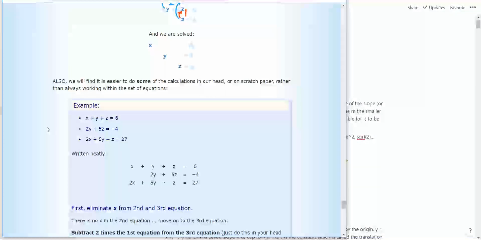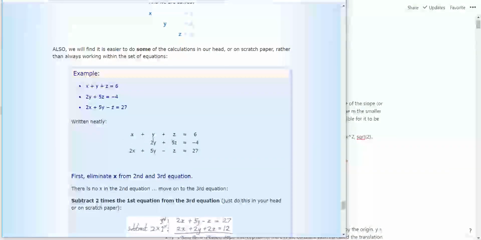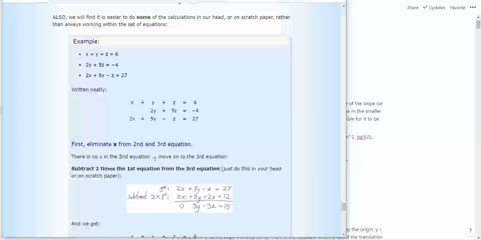So we will find it easier to do some calculations in our head rather than always working within this set of equations. We write them neatly like he's doing it here. Then we eliminate the x from the second equation. Third equation, there is no x in the second equation. With the third equation, subtract 2. First one.